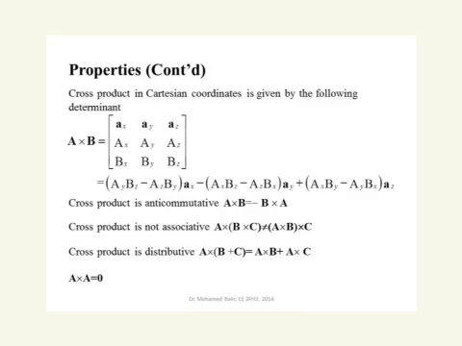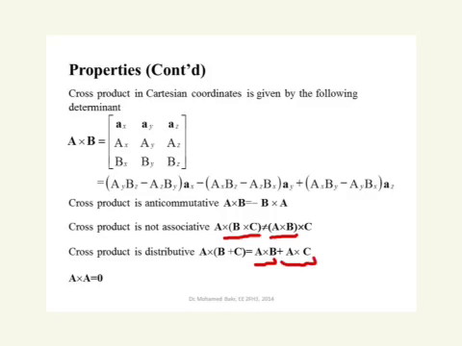So in other words, if you first take the cross product between B and C as shown here, and then take its result and cross it with A, that is different from taking the cross product between A and B and then crossing with C. Cross product is distributive over summation. So if you have two vectors B and C, you sum them and then do the cross product with A, this is equivalent to doing the cross product between A and B and then summing it to the cross product between A and C.